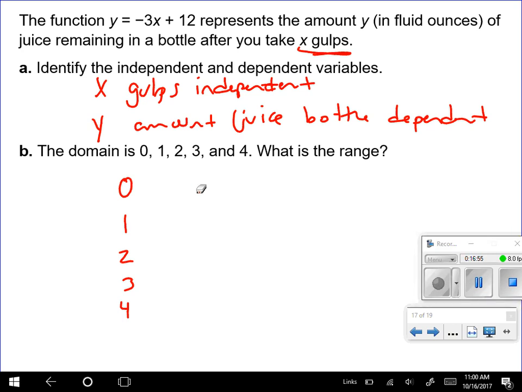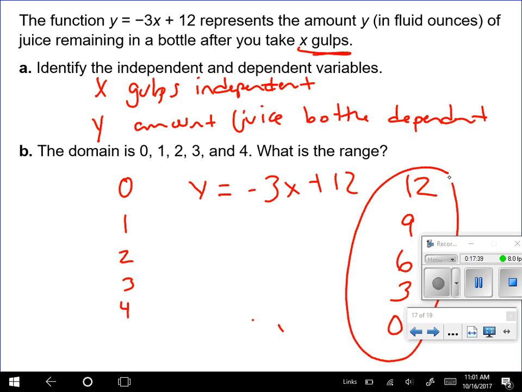It tells us the function y is equal to negative 3x plus 12. So I can plug in my independent variable to get my dependent variable. If I plug in 0, this would be 0 plus 12, so my dependent variable would be 12. Same thing here: if I plugged in 1, I would get negative 3 plus 12, which would be 9. If I plugged in 2, I would get negative 6 plus 12, which would be 6. If I plugged in 3, I would get negative 9 plus 12, which would be 3. With 4, I would get negative 12 plus 12, which would be 0. So these would be my range.